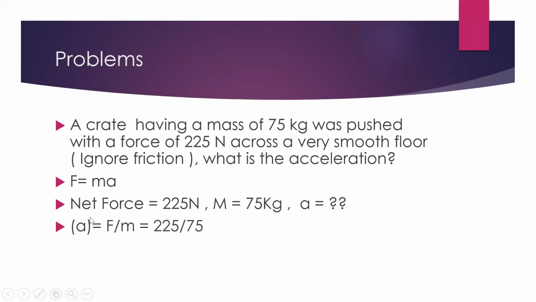Okay, so now A equals force divided by mass. Force is 225 divided by mass 75. So acceleration is 3 meters per second square. Very easy. Okay. We call force here the net force because there is no other force applied, that is what ignore friction tells you.